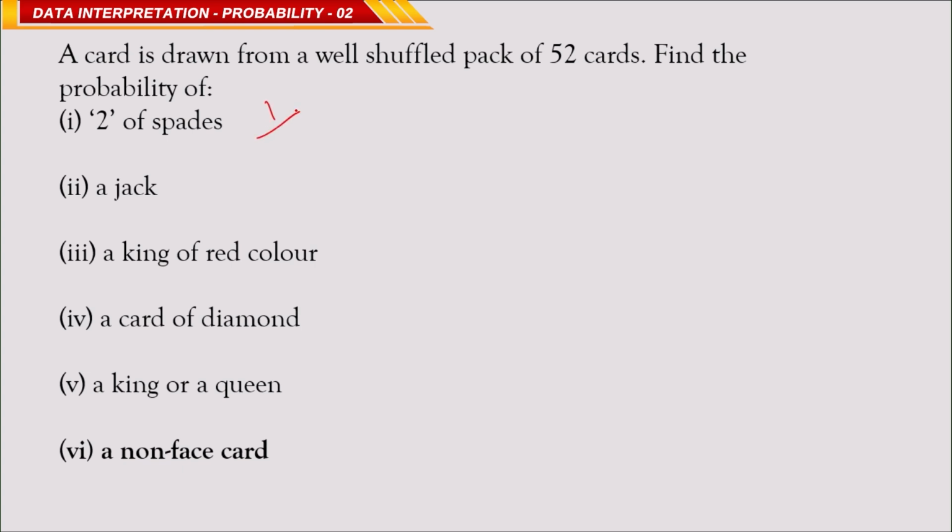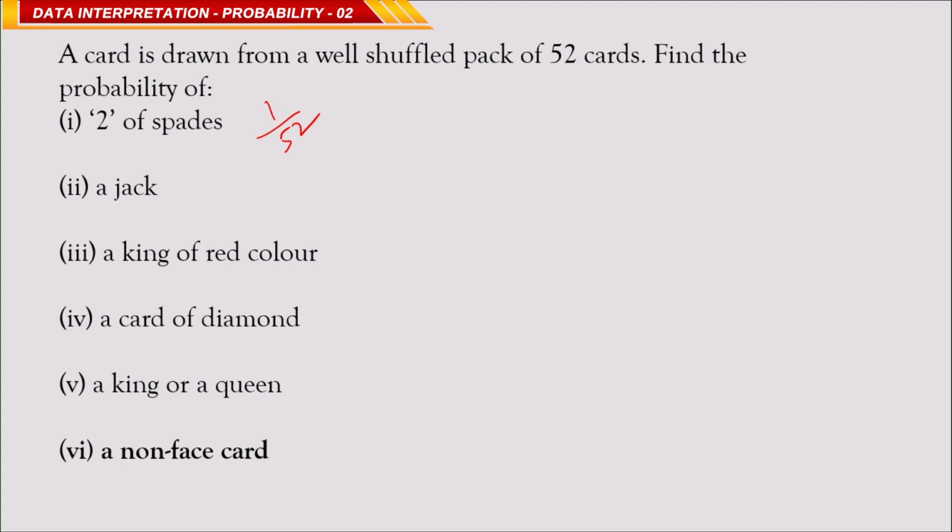Total cards are how much? 52. So, that is 1 by 52. The probability of getting the card having 2 of spade is 1 by 52. What is the probability of getting a 2? There are 4 twos possible, so we can say 4 by 52, of course 1 by 13, but it is clearly mentioned 2 of spades, means 1 by 52.